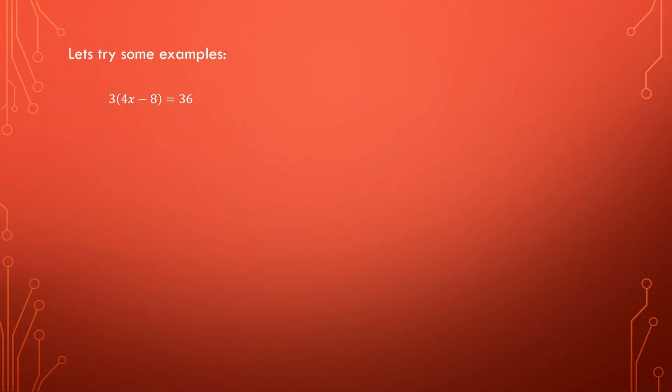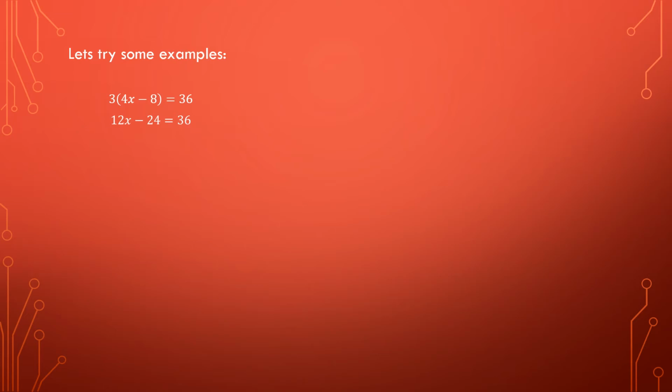So 3 lots of 4x minus 8 equals 36. So first step, we're going to multiply the brackets. So I've got 3 lots of 4x minus 8 is going to give me 12x minus 24. Okay, so again, 3 lots of 4x minus 3 lots of 8. So 3 times 4x minus 3 times 8, and again that's equal to 36.